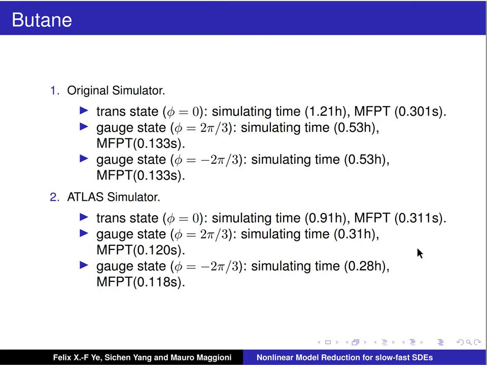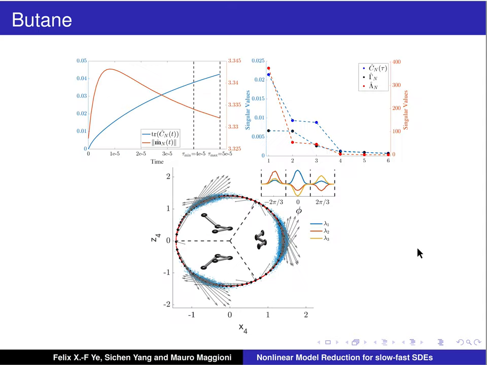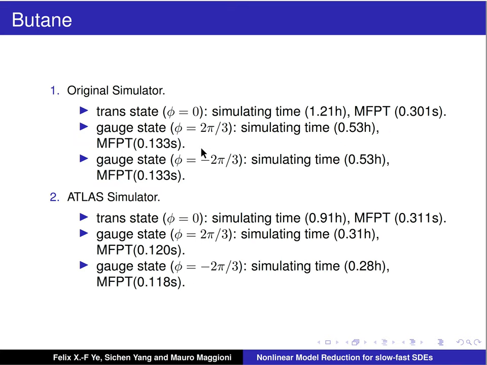Last thing I want to show is the mean first passage time problem. And you can see, since this time the time scale separation is not very strong, that's about 40 times delta t. If you look at my previous result in the curvilinear, that's about 200 delta t. So you can see this Atlas simulator is not super efficient compared to the original simulator.